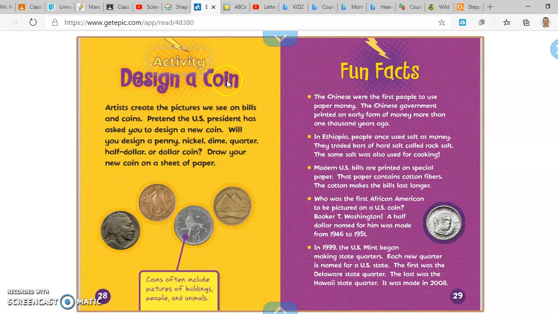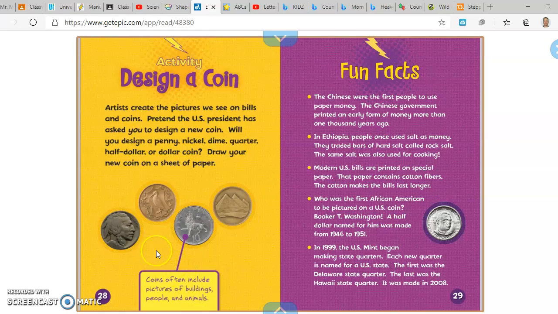Activity: design a coin. Artists create the pictures we see on bills and coins. Pretend the U.S. President has asked you to design a new coin. Will you design a penny, nickel, dime, quarter, half dollar, or dollar coin? Draw your new coin on the sheet of paper.